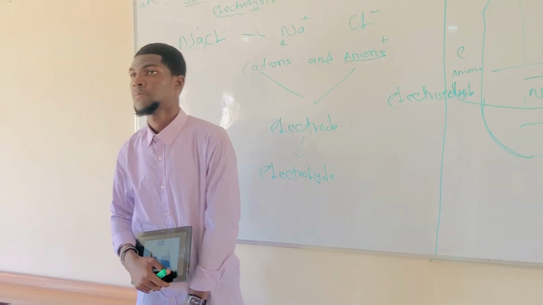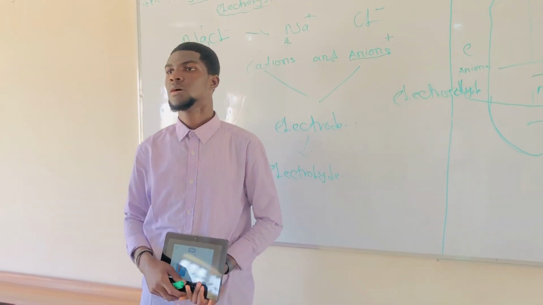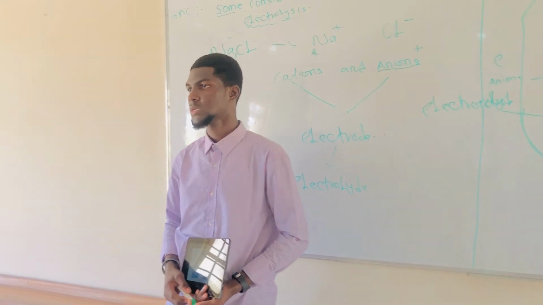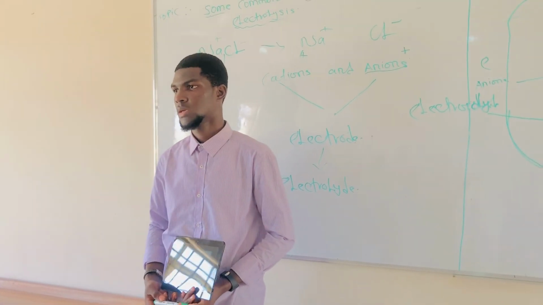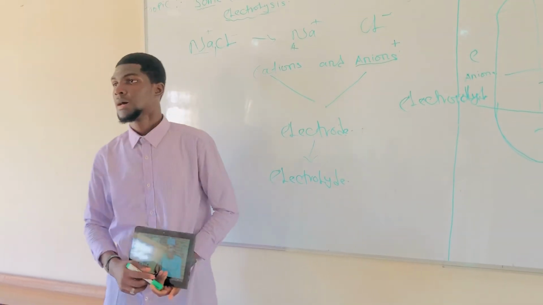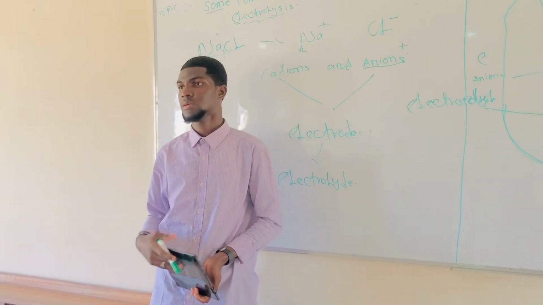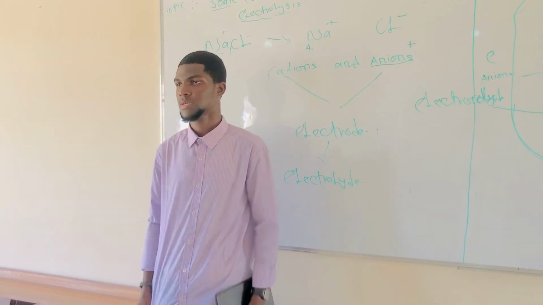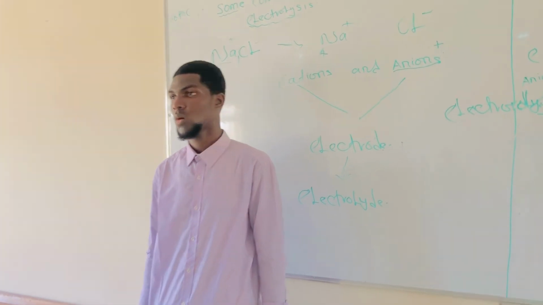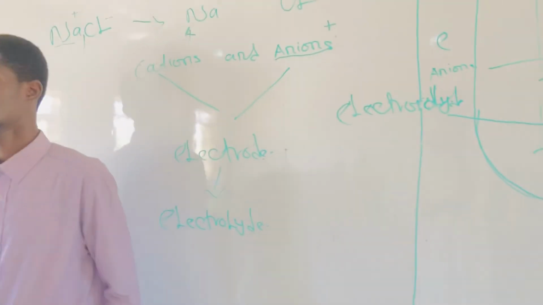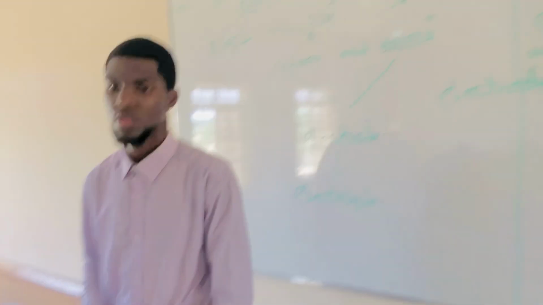I'm going to give you an assignment. You are going to define Faraday's first and second law of electrolysis. You understand? That is question number 1. And the second one is, you are going to give me the mathematical expression of the first and the second law of electrolysis. Did you understand? Let us call it again.